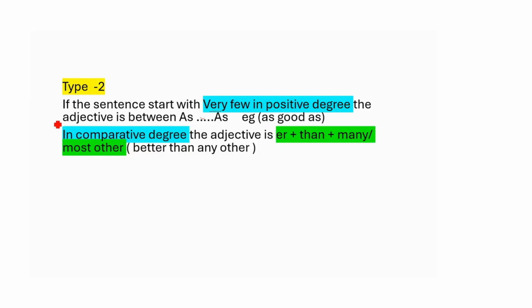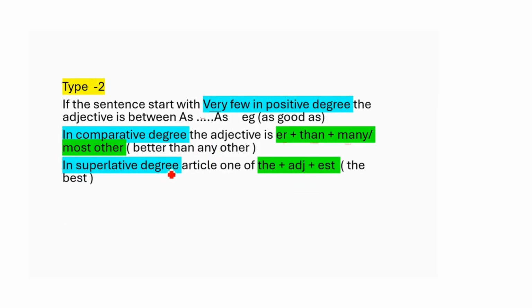Then in comparative degree, the adjective is plus "er than" plus "many other" or "most other", "any other", so better than any other. In superlative degree, article "one of the" plus est, one of the plus est, okay.